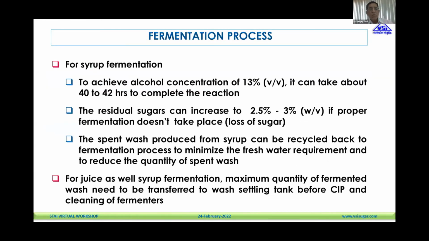Coming to the syrup fermentation again, we can target 13% alcohol concentration, and with the sulfited syrup, it can take about 40 to 42 hours to complete the reaction. In one of the cases in North India, they called us where the fermentation time was about 50 to 52 hours, and we were able to reduce it to 40 hours by fine tuning all the parameters which I have suggested.